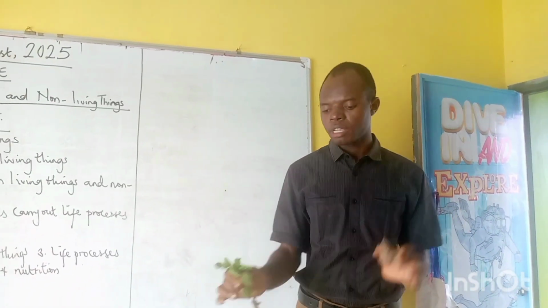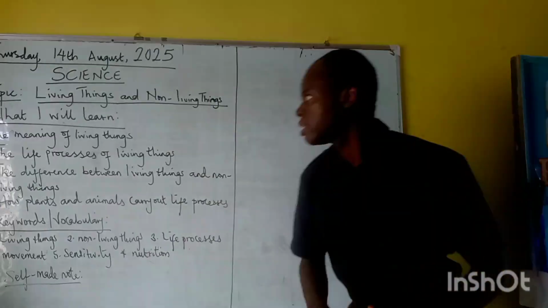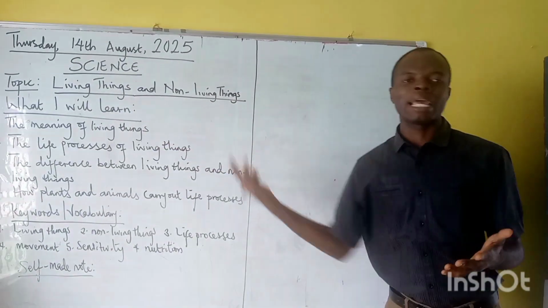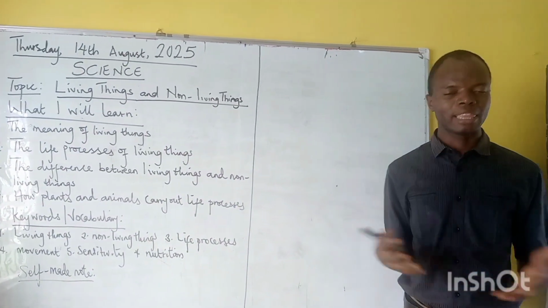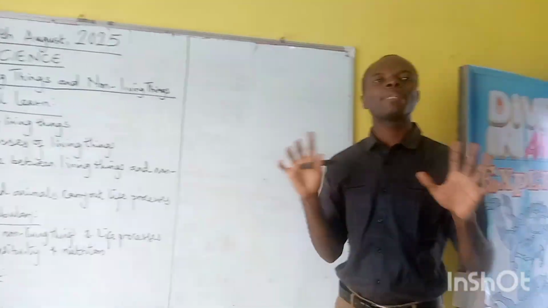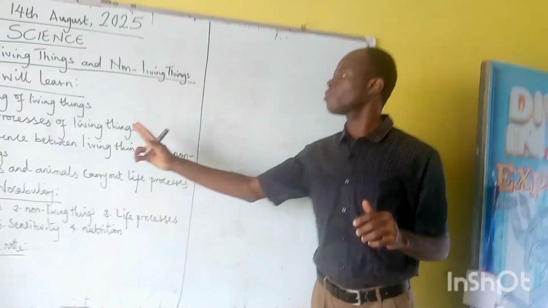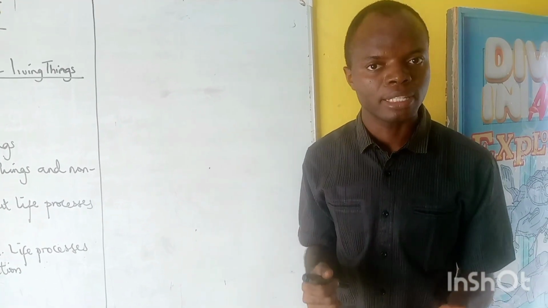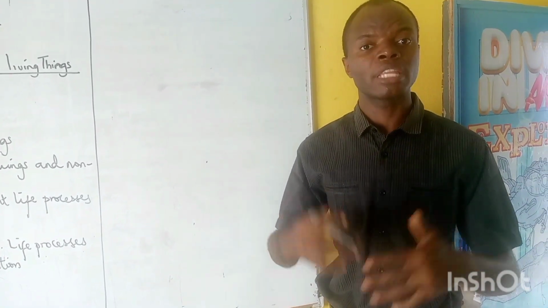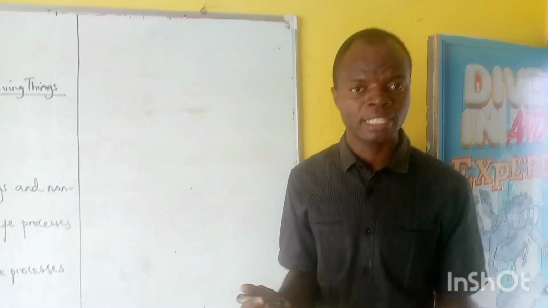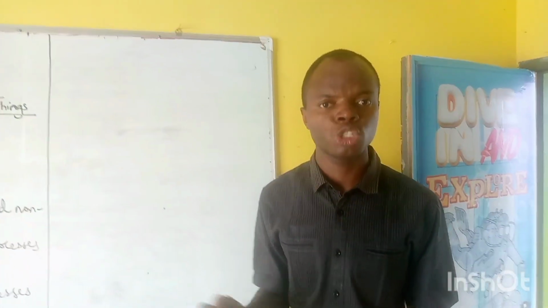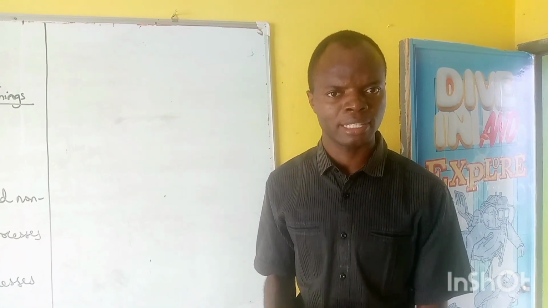Now, when we talk about living things, what do we mean by living things? Living things simply mean things that show life processes. A thing must have the complete life processes in it. A lion should have the complete life processes in it. A plant, a mango plant, apple plant, cassava plant should have the complete life processes in it.